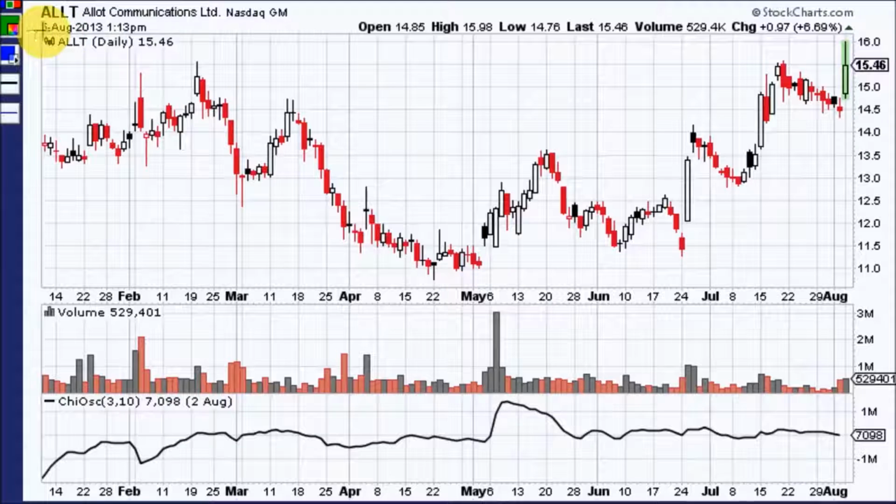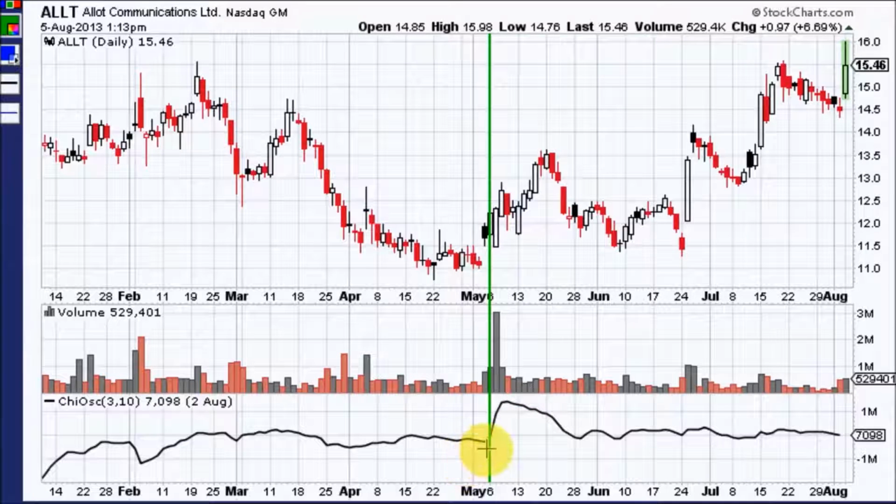Now let's take a look at ALLT. First of all, I see a lot of action below the zero line here. Right here, it really crossed down through it, and the stock fell dramatically. But what I'm looking for is, I don't short, so I like to buy. I'm looking for buy signals here.